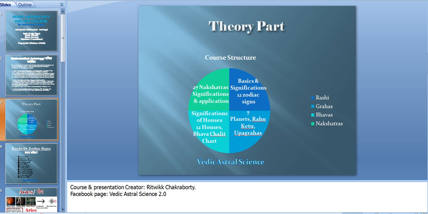and here you can see the theory part course structure. It covers basics and significations of 12 zodiac signs that are being covered in Rasi part. In Graha part we'll be understanding the planets, 7 planets, Rahu Ketu and Upagrahas. Okay. Then comes the Bhava part, signification of houses. There will be 12 houses along with Bhav Chalit chart, the concepts of Bhav Chalit chart.